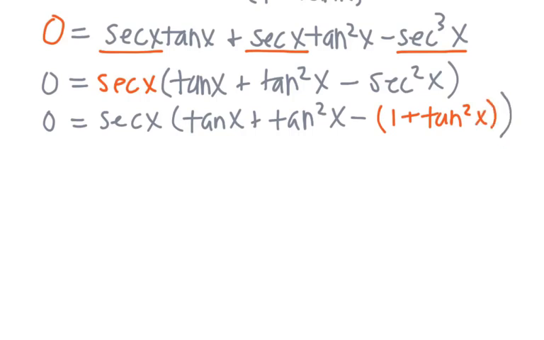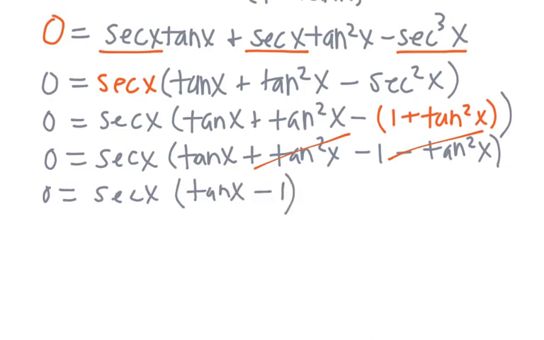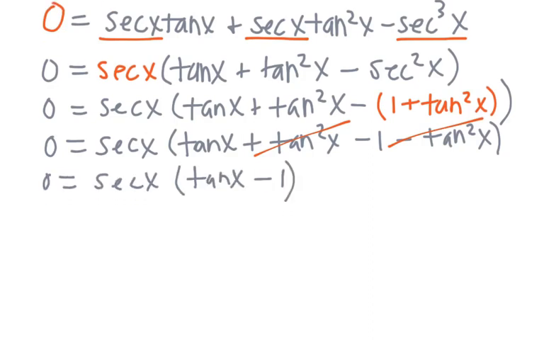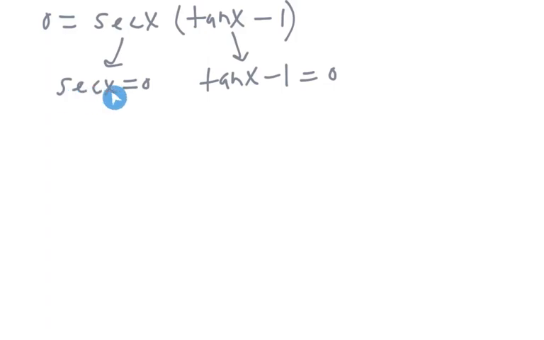Okay, and as you can see, this is going to make our life nice, because it allows us to cancel some stuff out by tangent squareds. They're gone. And now we're left with secant x times tangent x minus 1 equals 0. For this we just use the zero product property, which says we set each of these equal to 0 and solve from there. So let's start with secant x equaling 0.